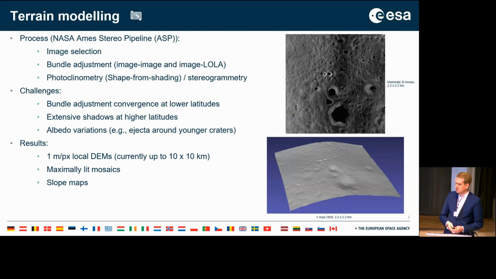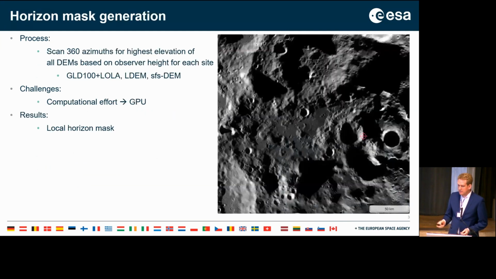A nice byproduct is these maximum lit mosaics, as you can see on the top right, for one of the preliminary sites of interest for Argonaut. And obviously, deriving from these terrain models, you can get high resolution slope maps as well. And our main use case is actually these terrain models to calculate the local horizon.